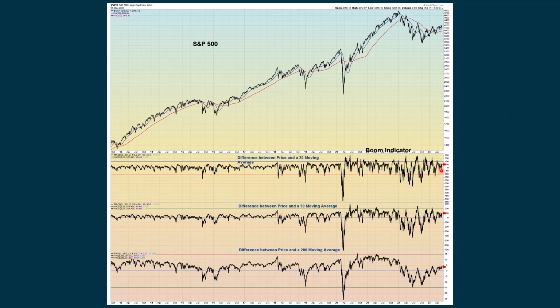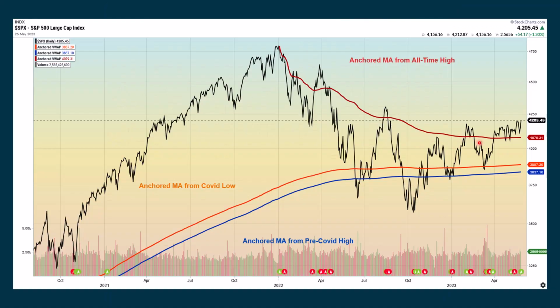When we start to get too far away to the upside or downside, that gives us an extreme reading. Right now, we're looking more positive and not extreme with the 20, 50, and 200. This chart looks mainly at support. We are above this anchored moving average going back to the all-time high. If we start to fall, we are looking at support at about the 40.79 level. We also have some other confirmation that at the 40.80 level, there is support.